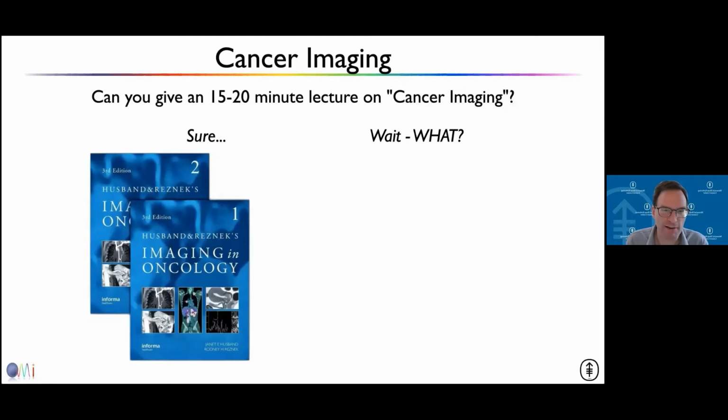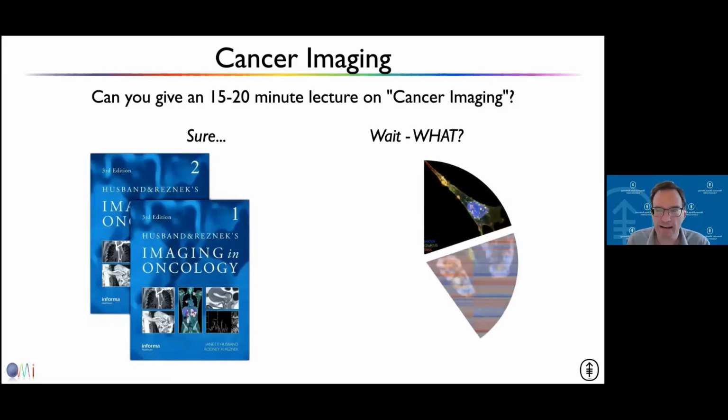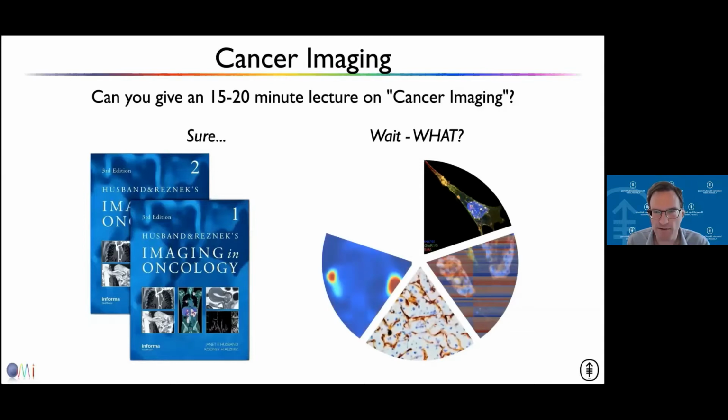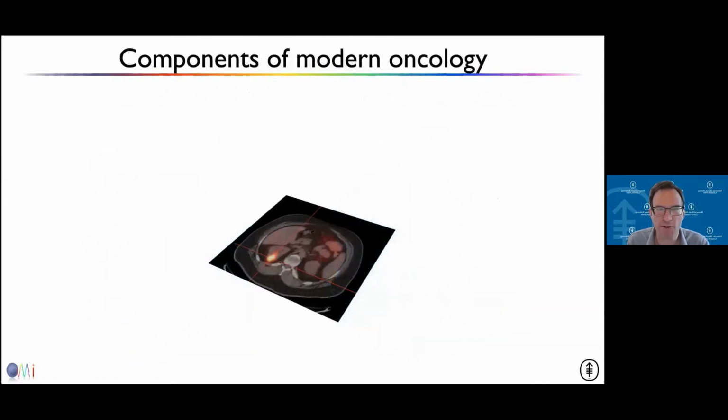As the standard book on imaging and oncology is about maybe one volume is about 5 centimeters thick, and there's a lot of stuff to imaging, cancer biology, etc. So maybe let me start quickly with what I think are the components of modern oncology and oncologic imaging.